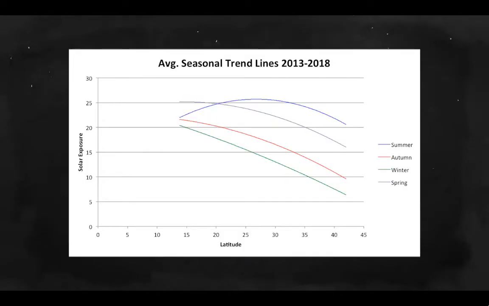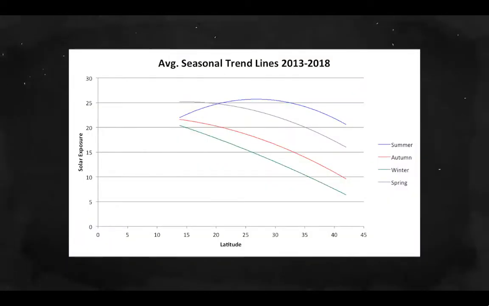Beyond this, based off our established understanding of the relationship, there's really no unexplained variation. It appears that winter at any given latitude receives less solar exposure than the same latitude in autumn, which receives less solar exposure than the same latitude in spring. Summer struggles to fit in here because of its unique trend line, but this simply appears to be a consequence of the degree to which the southern hemisphere is tilted towards or away from the sun.